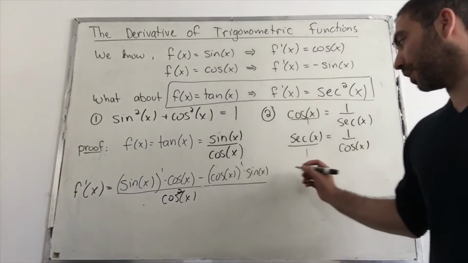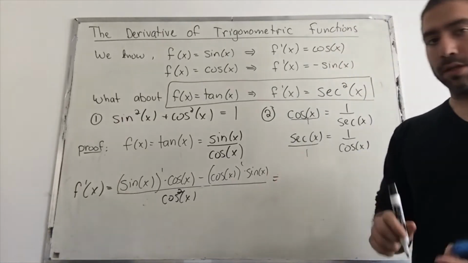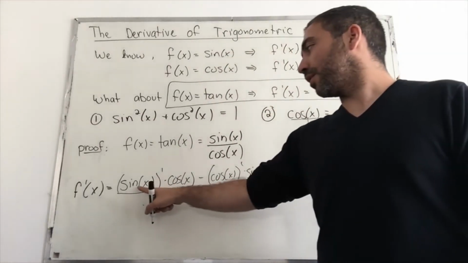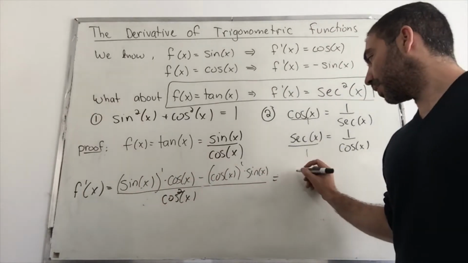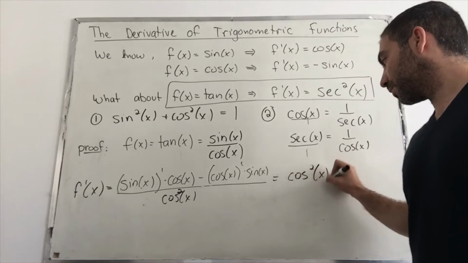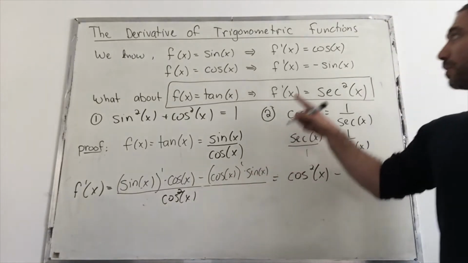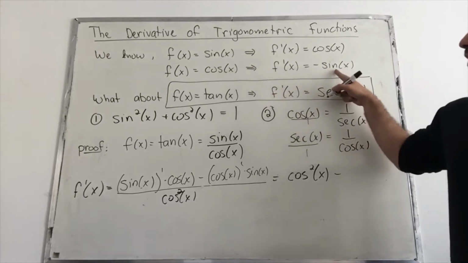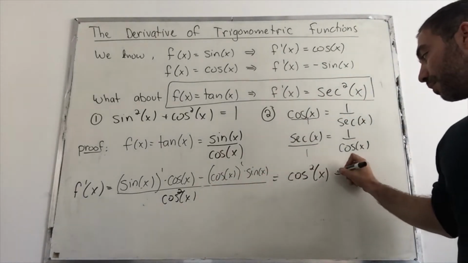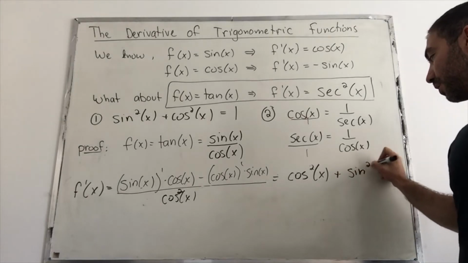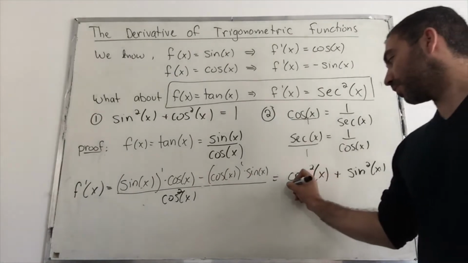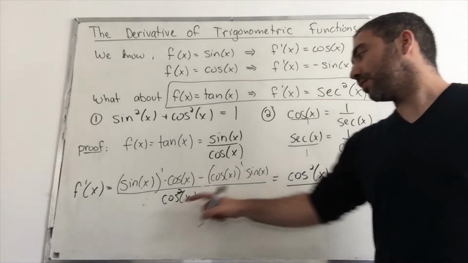Let me erase this to give myself some room. Let's go ahead and actually write it out. We know that the derivative of sine is cos. So here, this is cos times cos, so we get cos squared. Minus the derivative of cos, which we know is negative sine. So here we have a minus times negative sine. That gives us plus sine squared, right? Two negatives make a positive. Sine times sine is sine squared. All this divided by cos squared.